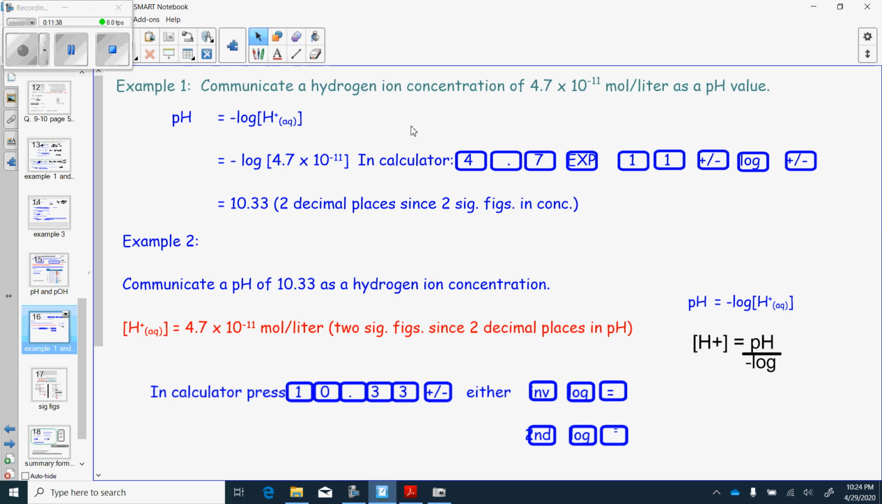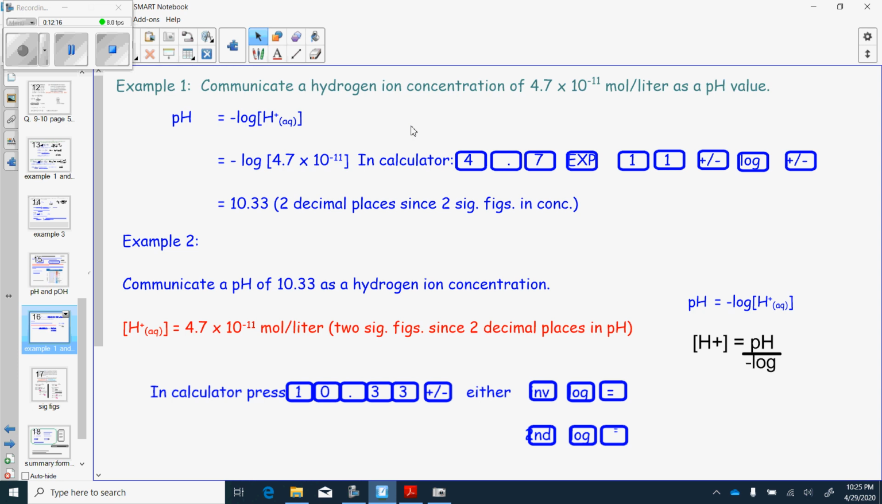As long as you're okay with your calculator, that's what's important. So with my calculator, I work backwards. I put the concentration in, 4.7 exponent, 11 negative. So I put in my concentration, I hit my log button, and then I hit my negative positive. So I get a positive 10.33. For others, you'll put in your negative positive button, you'll hit your log button, and then you'll put 4.7 times 10 to the negative 11. Regardless of how you put it in, everybody needs to be getting 10.33. If you're not getting 10.33, we're doing something incorrectly.